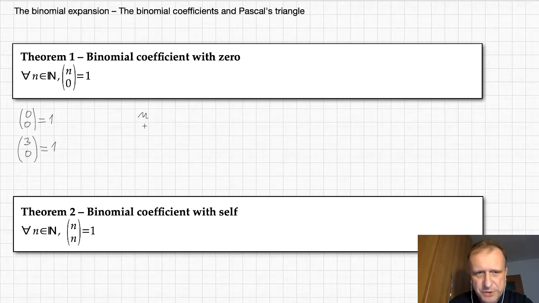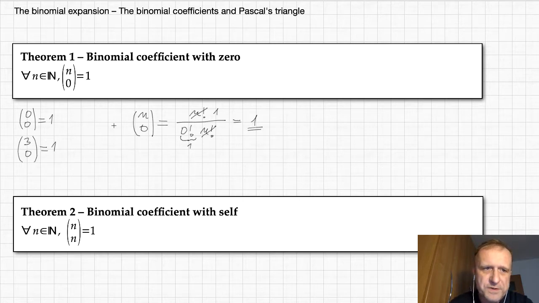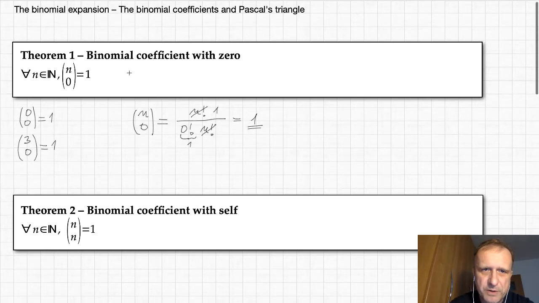Imagine you use the definition. So n choose 0 is nothing else than n factorial over 0 factorial times n minus 0 factorial, according to the definition. So n minus 0 is n, factorial. And you see that these two cancel out. This leaves 1 in the numerator, and 0 factorial is 1 by definition. So it's 1 over 1, which is 1. So all such coefficients which have 0 in the bottom row are always equal to 1. So this is the first theorem, binomial coefficient with 0.